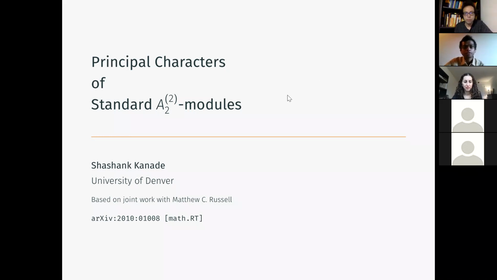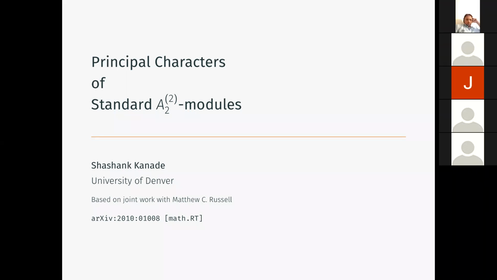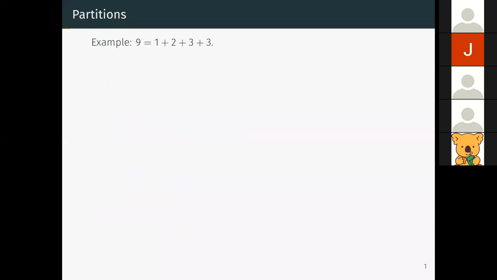All right, so let me get started. I'm going to talk about principal characters of A2^(2) modules. A2^(2) is an affine Lie algebra, perhaps the next simplest after A1^(1). It's got two nodes in the Dynkin diagram and so on. Anyway, I'll talk about the characters more than the actual algebra itself.